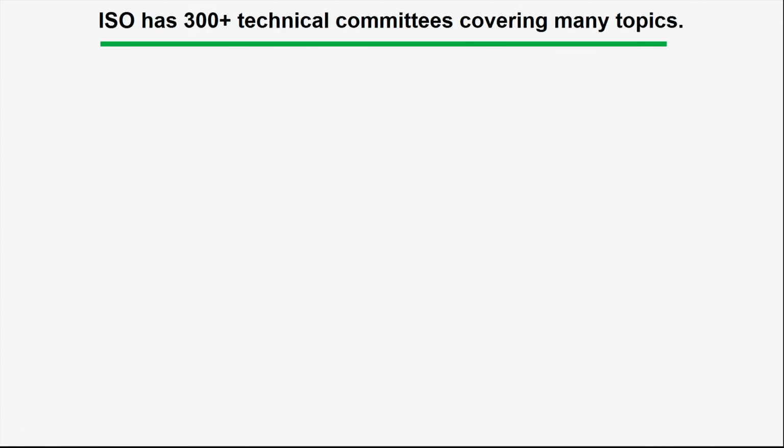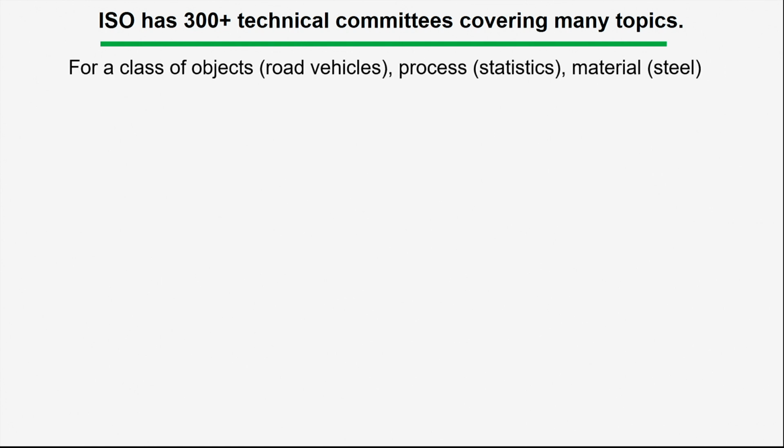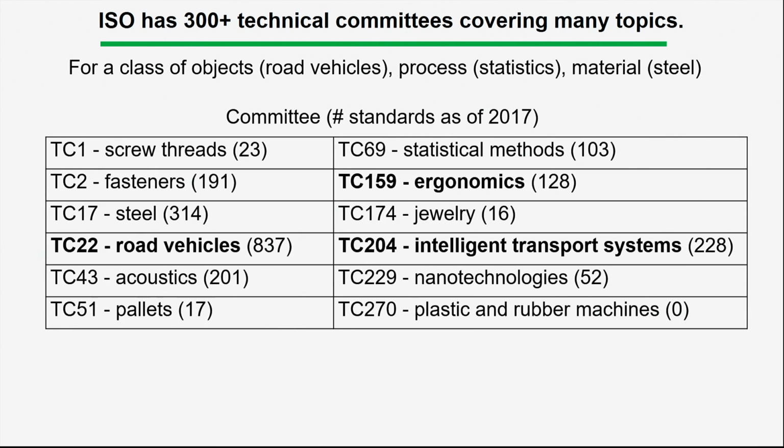All right, so ISO has something on the order of 300 technical committees. The number keeps increasing over time, and they cover a wide range of topics. So, for example, they cover issues related to road vehicles. Some of them are related to particular applications. Some are related to topics. Some are related to basic materials. And what I want to do is give you some examples, which appears here on this slide.